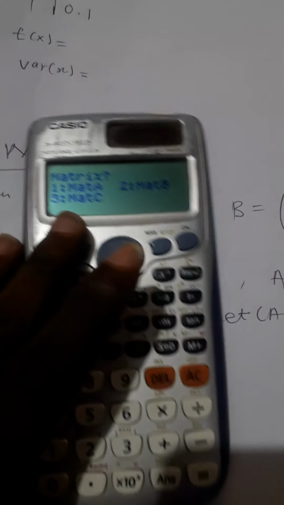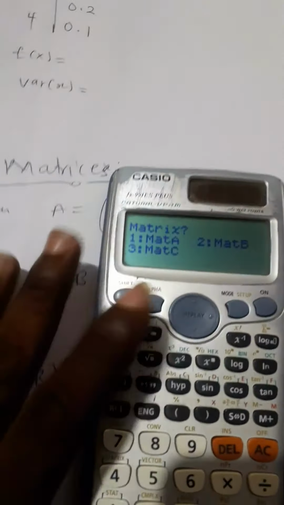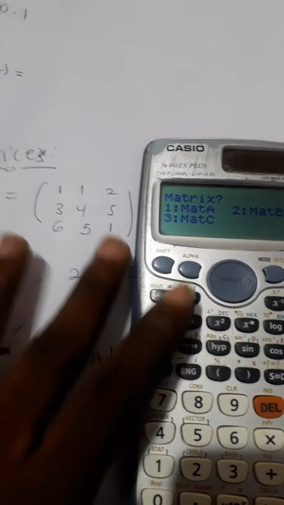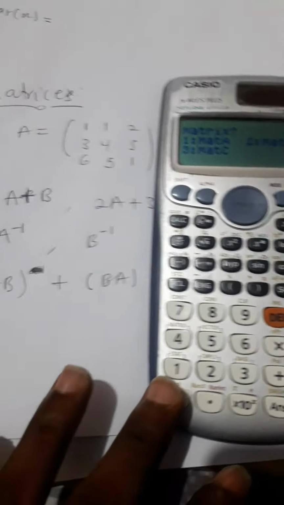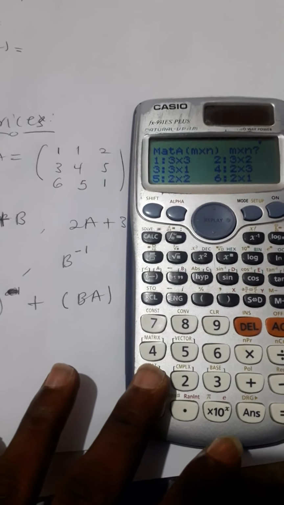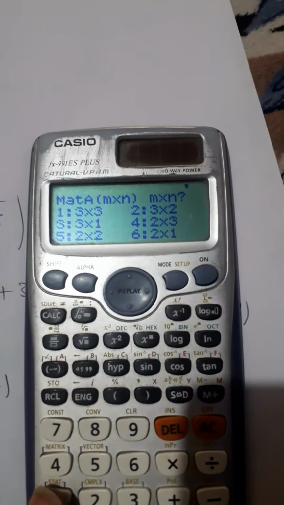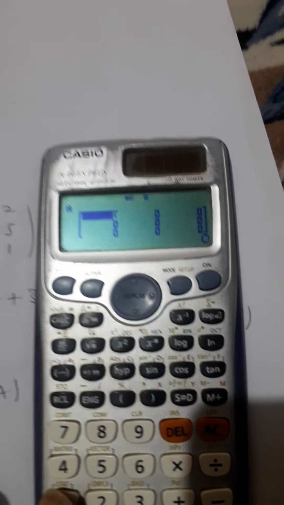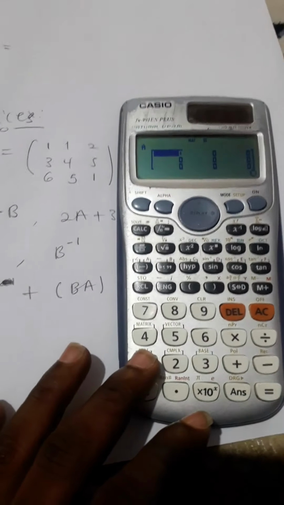So now, what is matrix A? We can name any one of them with your own variable. So our matrix A is number 1. So you press 1. And it's a 3x3. That is the number 1. This is 3x3, number 1. So I press 1. Now I start filling it.